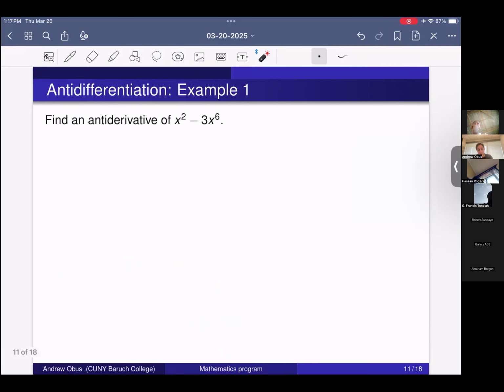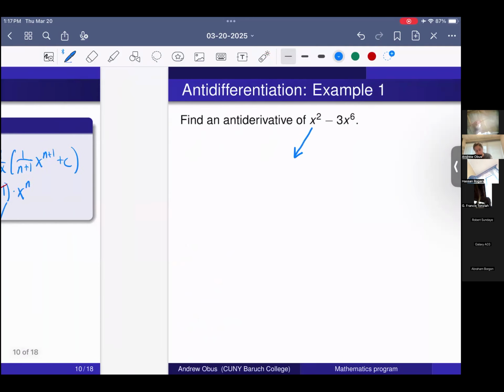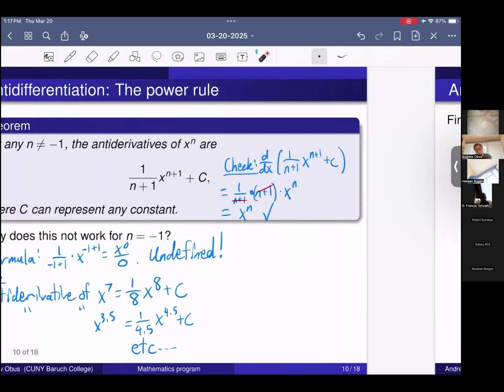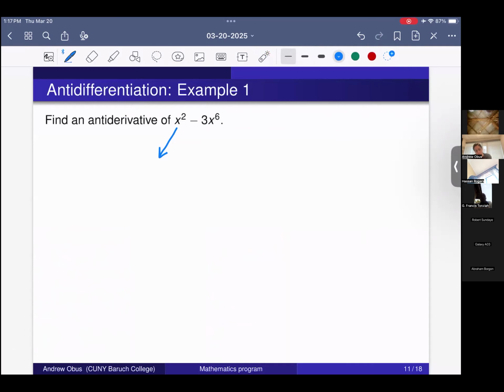Okay, so let's try a couple more examples. Let's find an antiderivative of x squared minus 3x to the 6th. What we've learned is that we should do these in separate pieces, right? So for x squared, we can just use our power rule from the previous page, which says raise the exponent by 1 and also put that in the denominator. So in this case, x squared is going to be 1/3 x cubed, because we raised the power by 1 and we also put it in the denominator, so x cubed over 3.